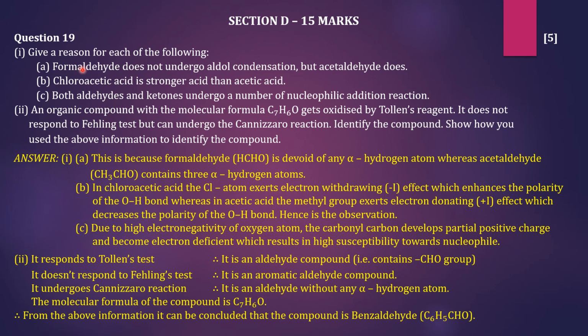Again, explanatory question: formaldehyde does not undergo aldol condensation but acetaldehyde does. This is simply the case of alpha hydrogen, because without alpha hydrogen aldol condensation is not possible. Chloroacetic acid is stronger than acetic acid. It is simply the electron withdrawing minus I effect of chlorine which helps to dissociate the OH bond, and hence chloroacetic acid is stronger. Both aldehydes and ketones undergo a number of nucleophilic addition reactions, because oxygen being highly electronegative, a partial positive charge develops on the carbonyl carbon, and that invites the nucleophile, so it can undergo a number of nucleophilic addition reactions.